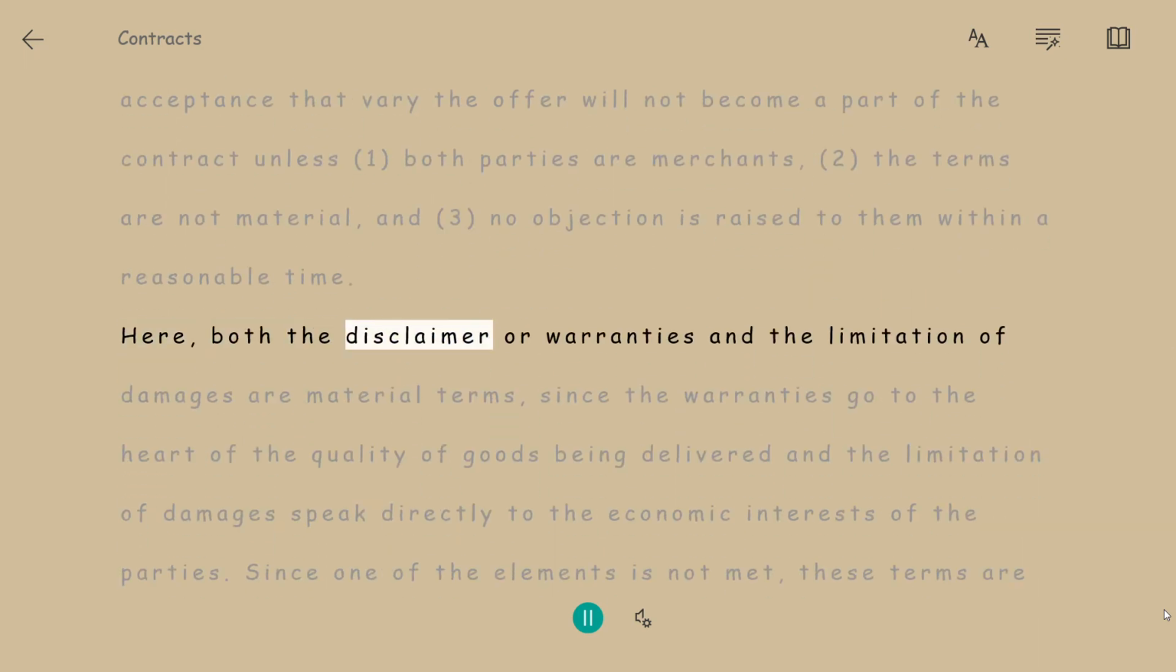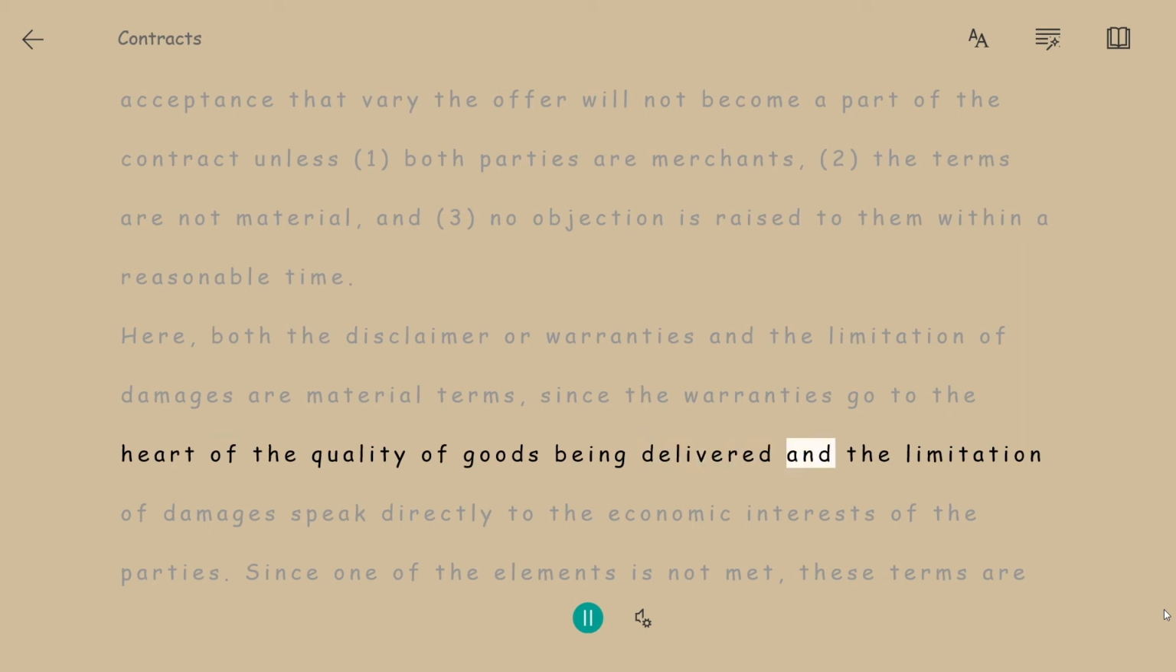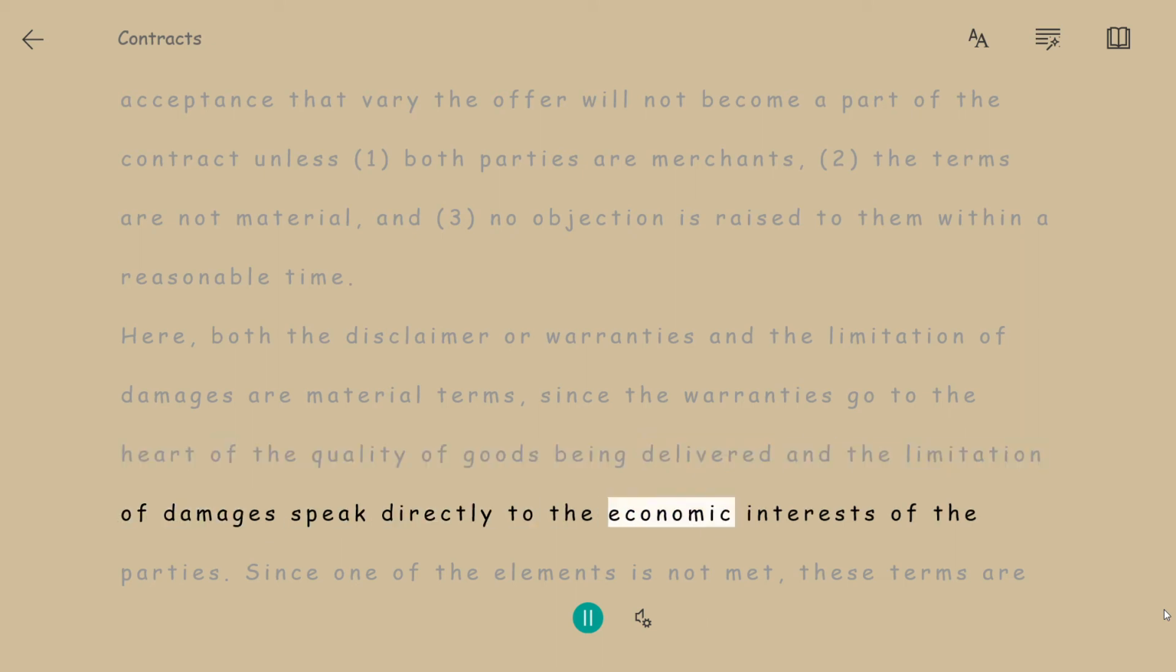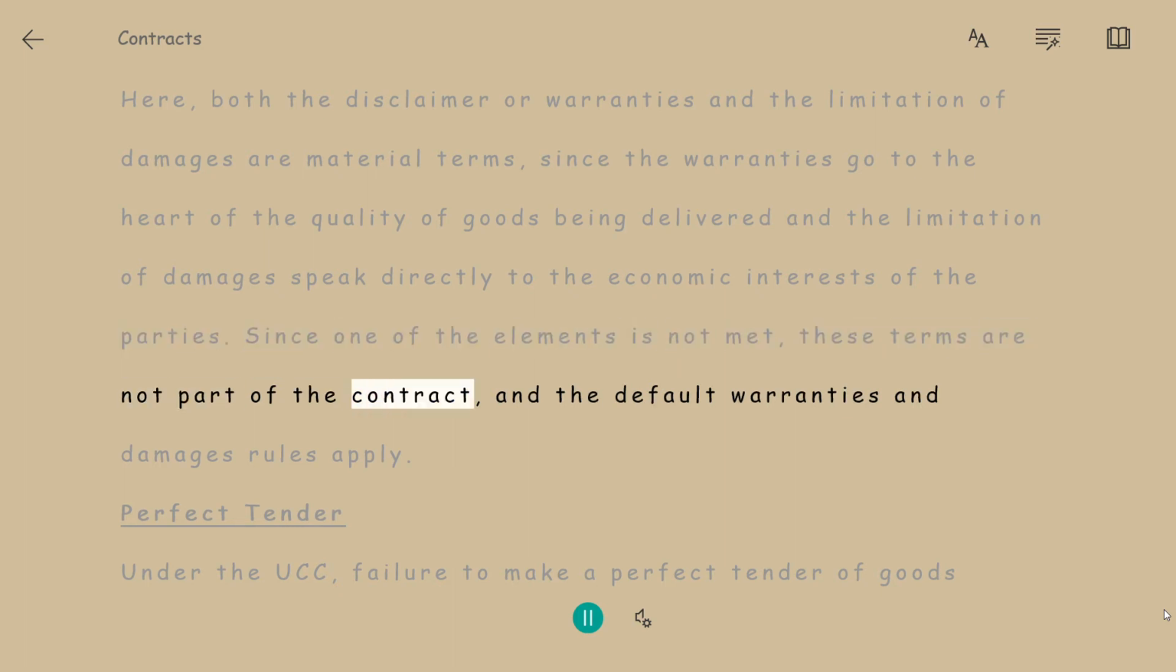Here, both the disclaimer of warranties and the limitation of damages are material terms, since the warranties go to the heart of the quality of goods being delivered, and the limitation of damages speaks directly to the economic interests of the parties. Since one of the elements is not met, these terms are not part of the contract, and the default warranties and damages rules apply.